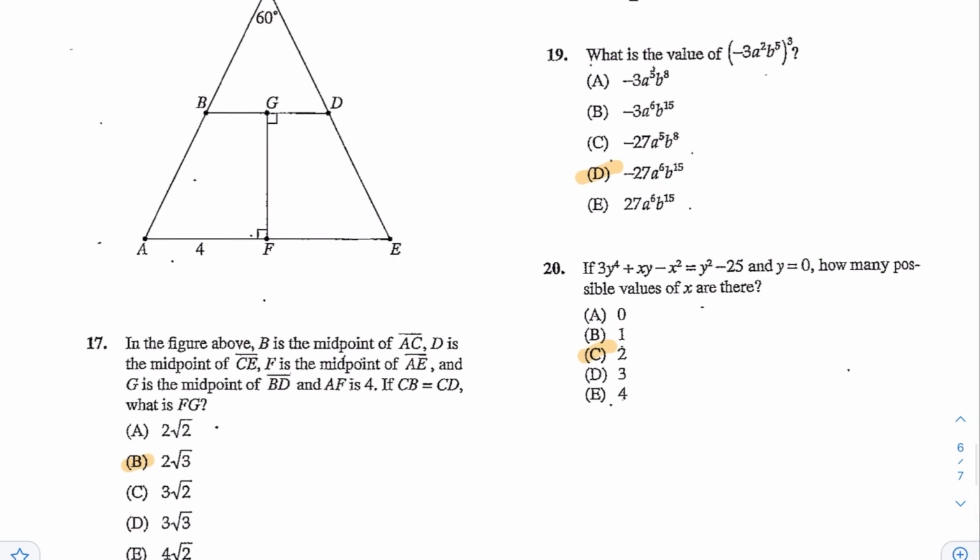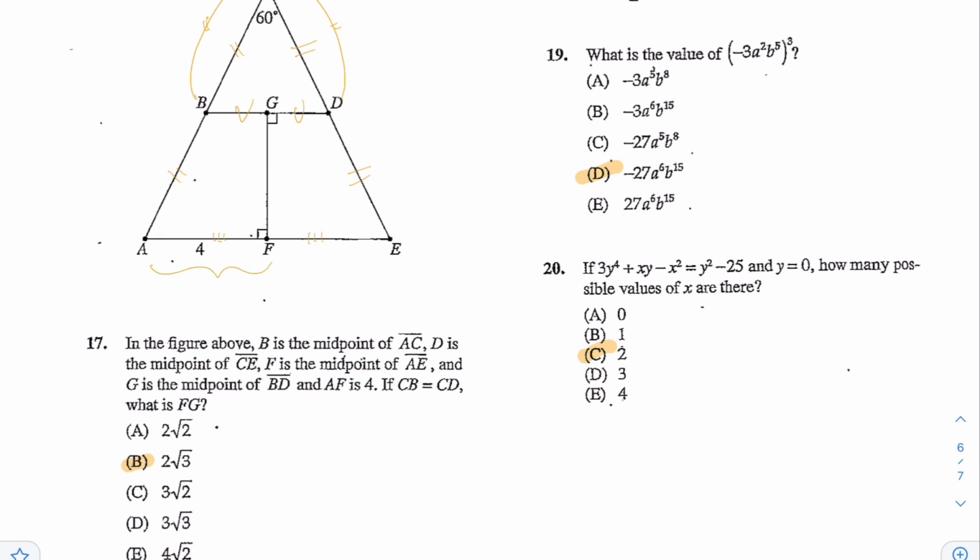Next, for number 17, in the figure above, B is the midpoint of AC, and D is the midpoint of CE. F is the midpoint of AE, and G is the midpoint of BD. Now, if AF is equal to 4 and CB is equal to CD, both of those are equal, what is FG?